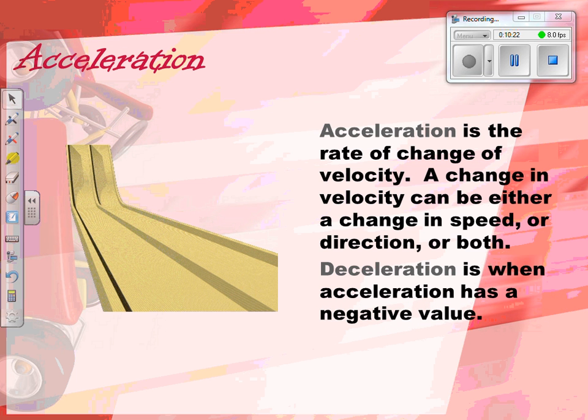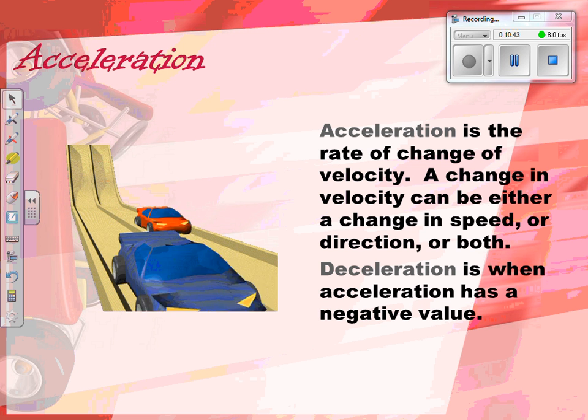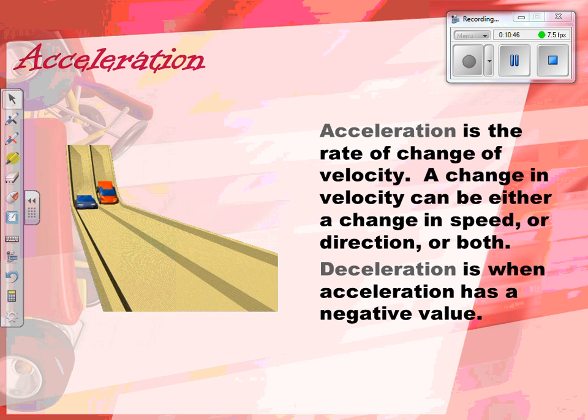Okay, now acceleration. A lot of you have some trouble with this. It's the change of your velocity. It's the rate of change. How fast are you speeding up? If that new car can go from 0 to 60 in 5.3 seconds, that's its acceleration. Now, acceleration can also be negative, in other words, slowing down, and we call that deceleration. Okay, and it has a negative value, so it usually has a negative in front of the answer.